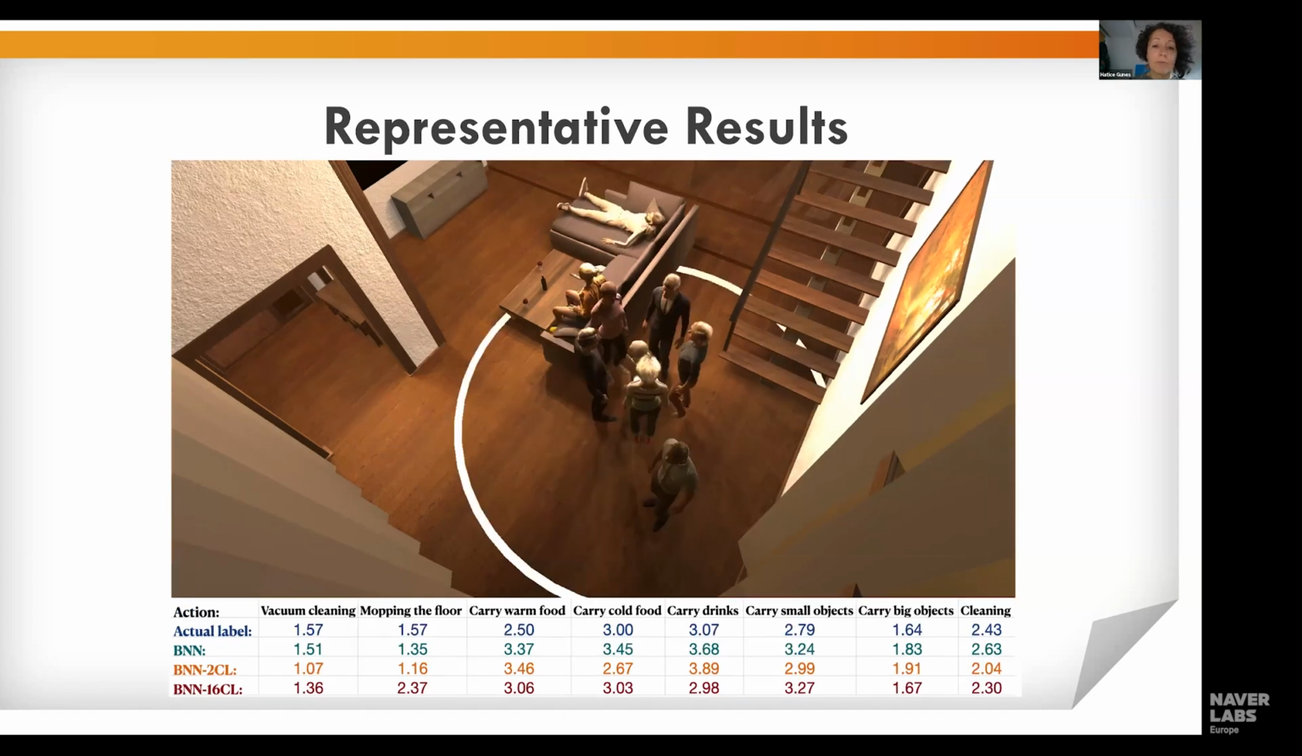Here's another example where you have more people. Again, we can see that now there are people, so vacuum cleaning becomes less appropriate, and the models are able to predict that. And things like carrying food or carrying drinks are more appropriate, and this again is predicted by the models as well.